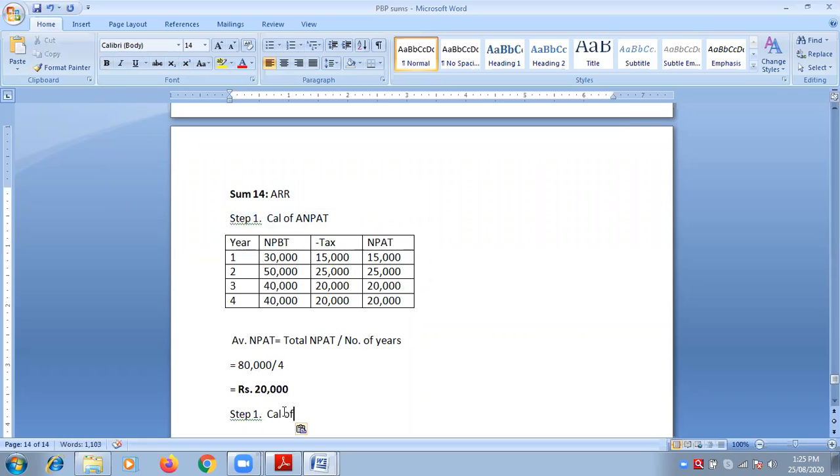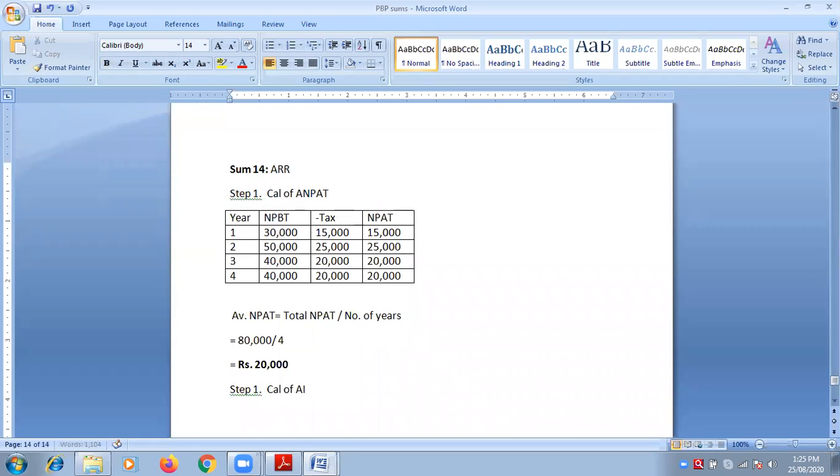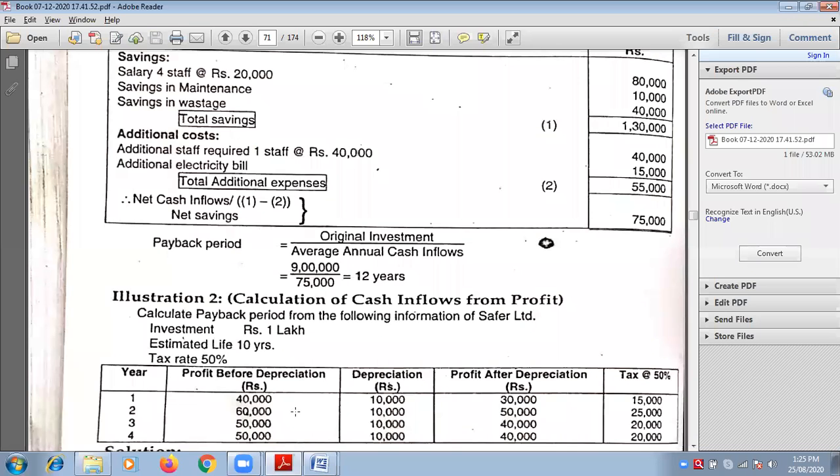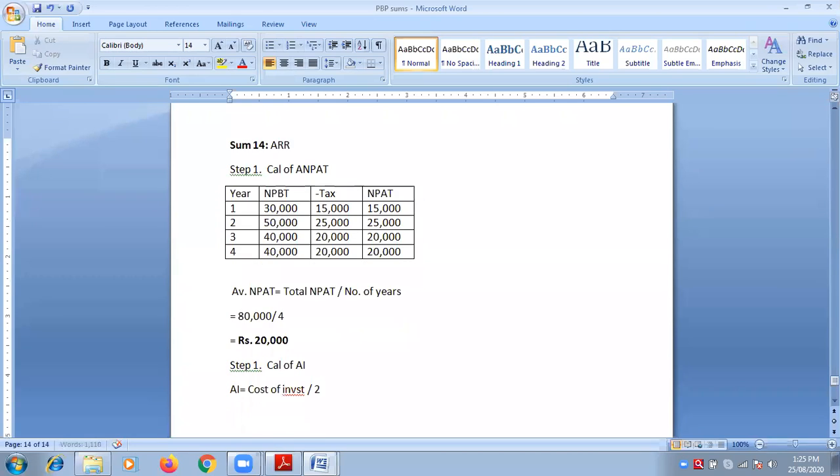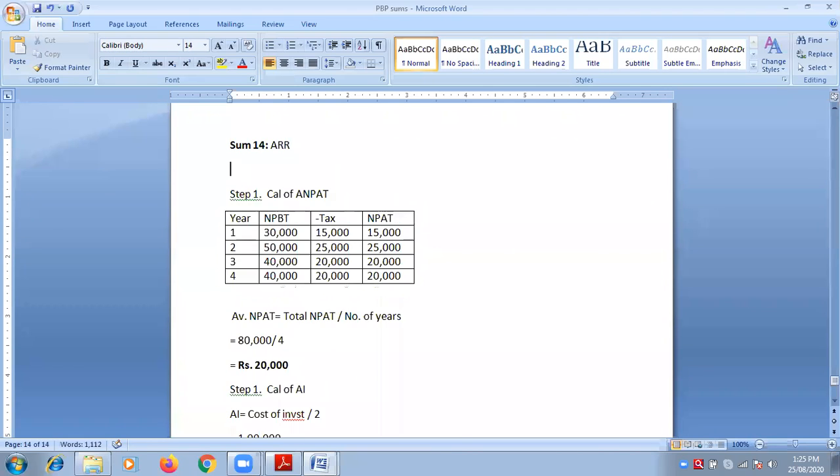Now, step number 2, calculation of average investment. Is scrap value given in the question? No. See, look at the question, no scrap value is given. So the formula would be, can anybody tell me the formula? This is the simplest formula, cost of investment upon 2. What is the cost of investment? 1 lakh. We forgot to write it.